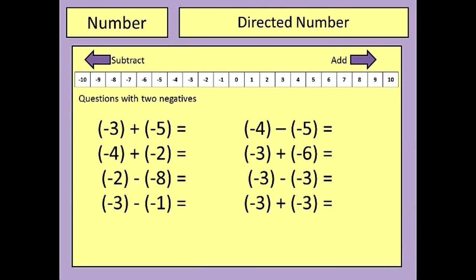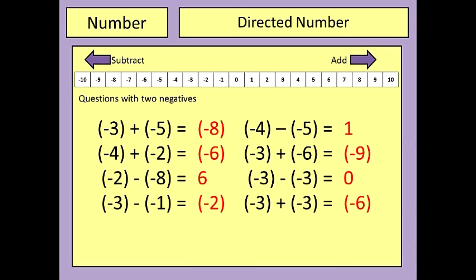Okay, some solutions to these then. So the first one is -8, -6, +6, -2, 1, -9, 0. Again, be careful with this one. Like in the previous example, if I start on -3, turn to face the subtract direction, and then move backwards 3 spaces, I'm going to end up back on 0. And the final one is -6.